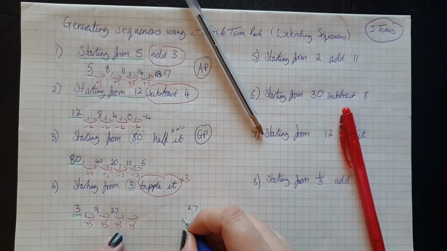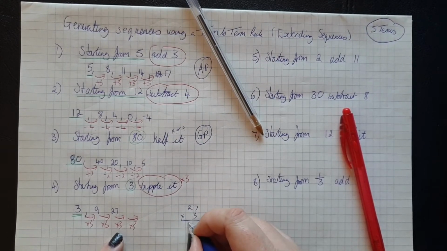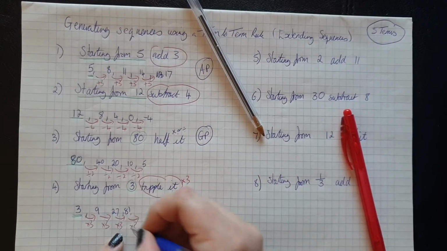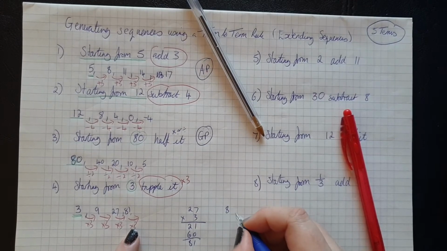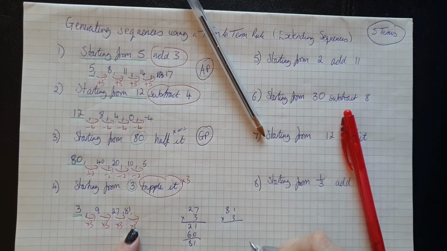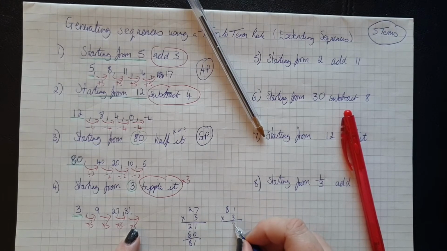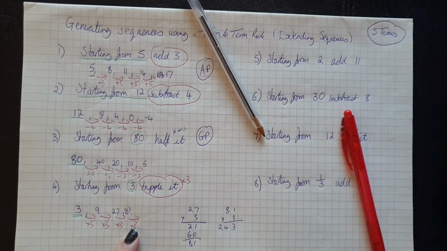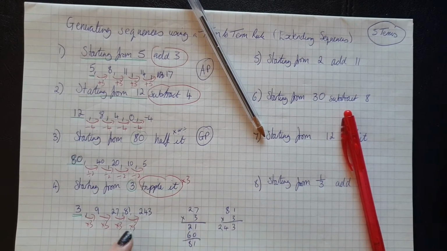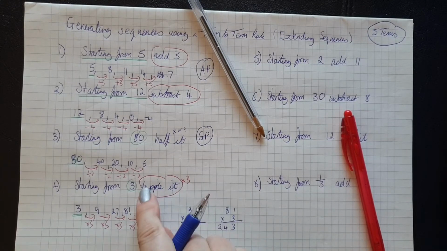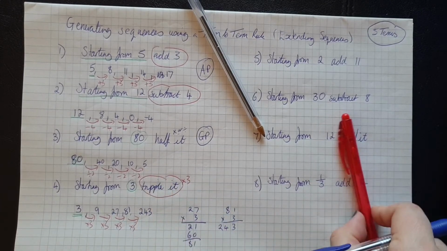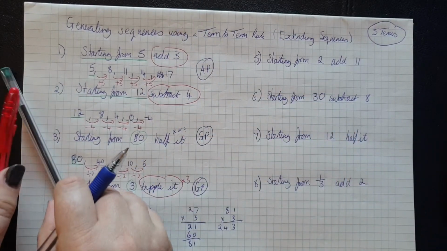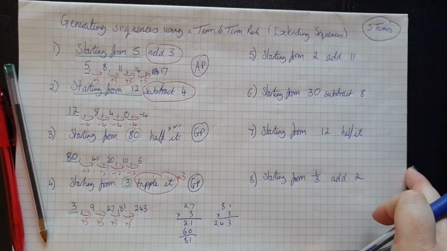So 27 multiplied by 3. 21, 60, 81. And again, I don't know 81 times 3, so I'm going to do a little jotting. 3 times 1 is 3. 3 times 8 is 24. 243. And again, because this term to term part is a multiple, this is a GP. Geometric progression that we looked at last week.